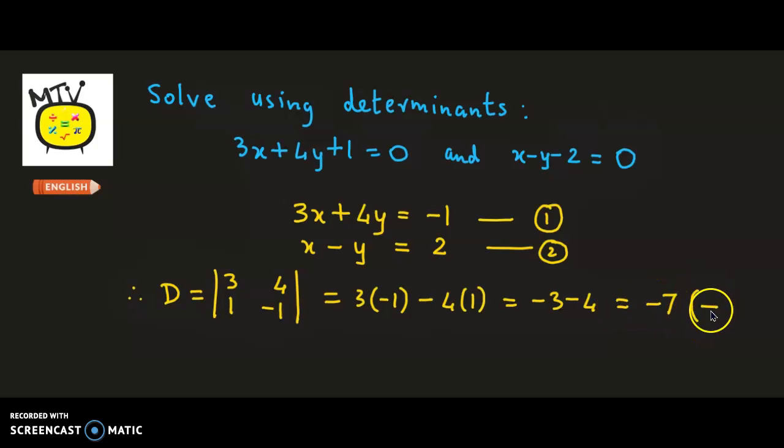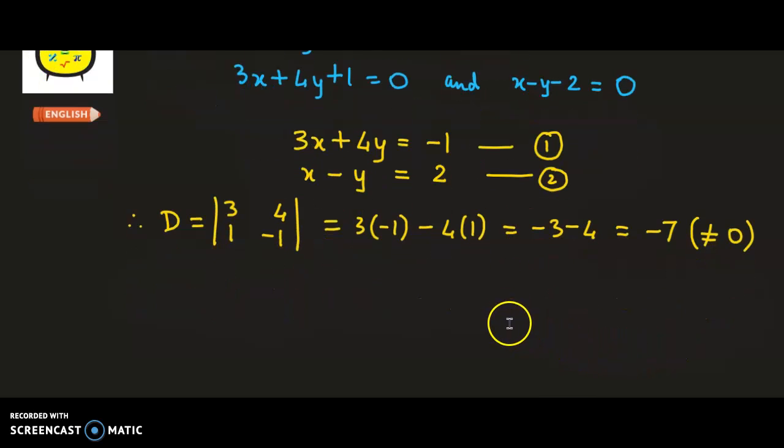Remember, the value of D must not be equal to 0. Otherwise, we cannot apply Cramer's rule. Now we have obtained D, which is not equal to 0. We now proceed to finding Dx. So in determinant D, we replace the x column, that is the coefficients of x, by the constant terms, that is minus 1 and 2. So we replace the first column by minus 1 and 2. The coefficients of y remain as they are, so 4 and minus 1.